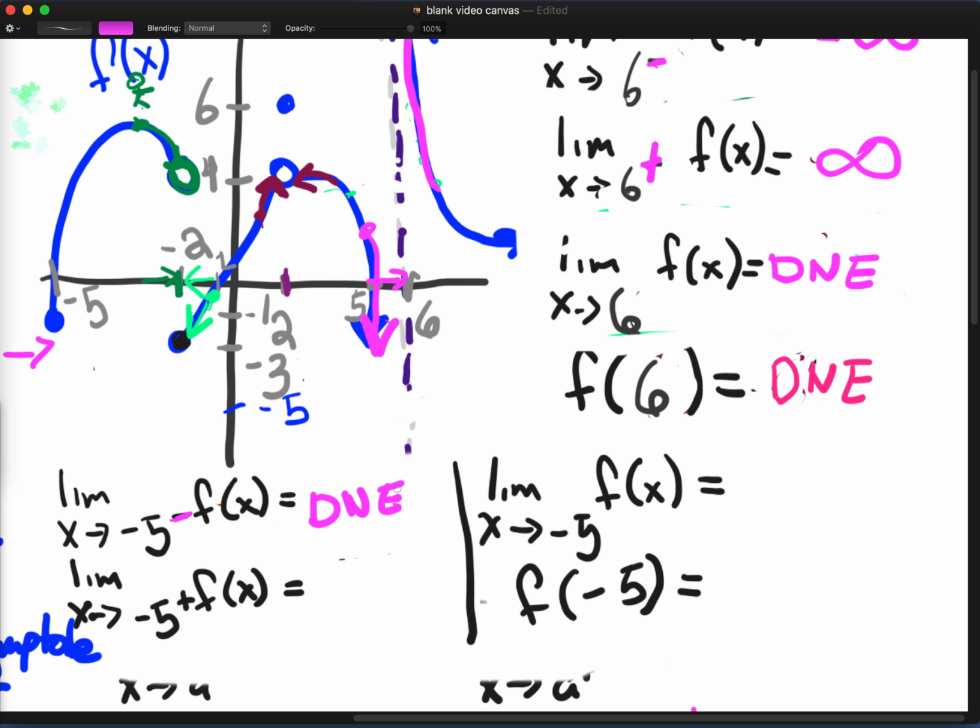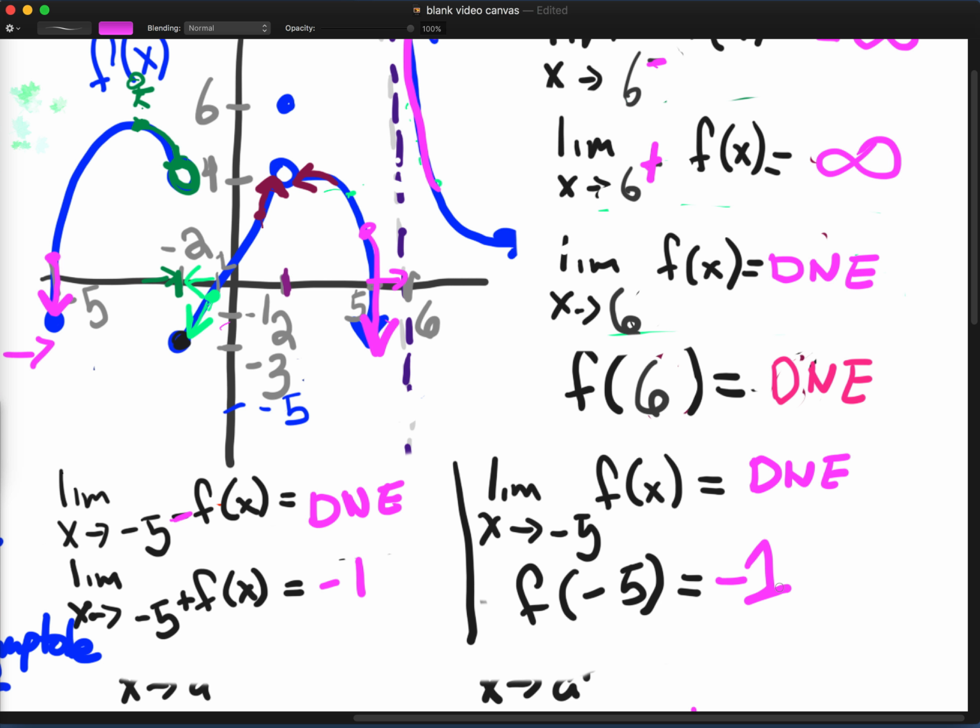Okay. So what did you guys say from the right? Yeah, -1, right? So if you approach -5 from the right, now you're over here, and it's approaching -1. So then what's this limit? The limit as x approaches -5 does not exist. And what's f of -5? -1. Yep. Okay. Any questions for that?